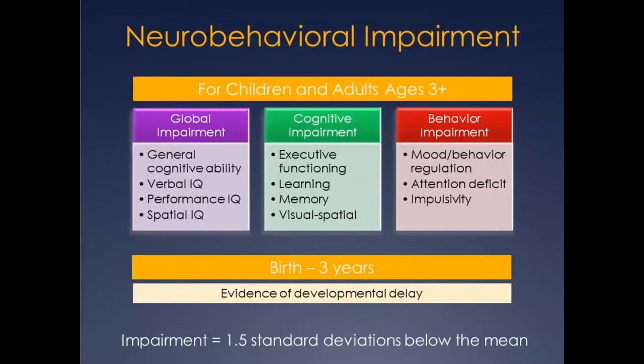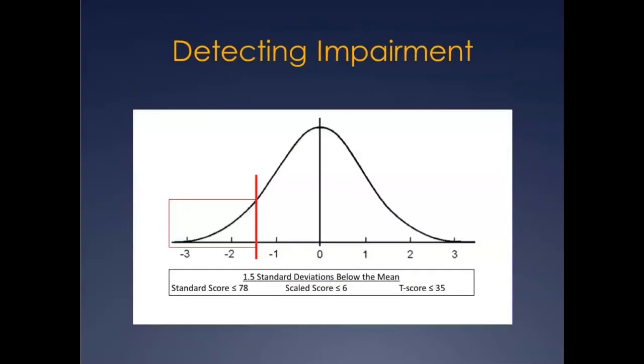All right. So what do I mean? How do we determine impairment? As defined by the Hoyme criteria, the threshold for impairment is 1.5 standard deviations. There are different types of neuropsychological tests that we use in making a diagnosis, and they can present in different types of scores. But generally, we're looking around the 7th percentile, or a standard score of 78, scale score of 6, or a T-score of 35. So we're looking at children who are in the low end of the curve.